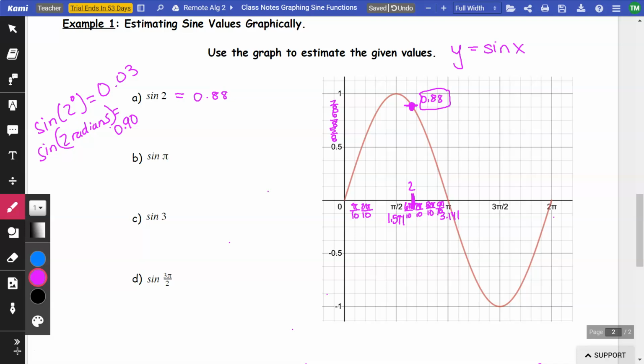Why don't you go ahead and figure out the sine of pi, the sine of 3, and the sine of 3 pi over 2 using your graph, and then press pause, and press play when you're ready to check your work. The sine of pi occurs at this point here with a y value of 0. The sine of 3 pi over 2 occurs at this point here with a value of negative 1. And then the sine of 3.